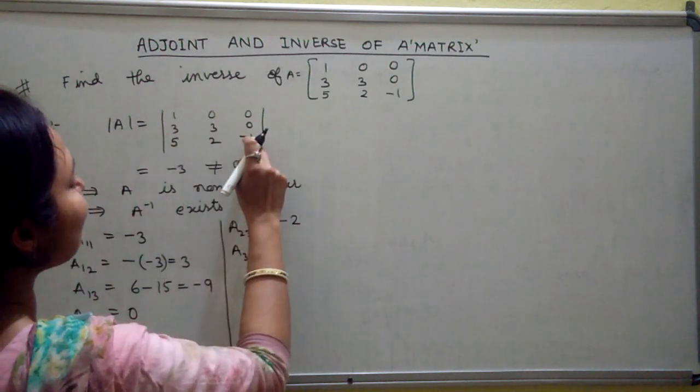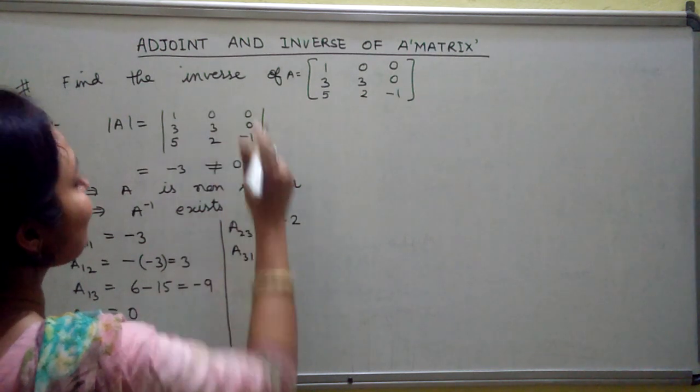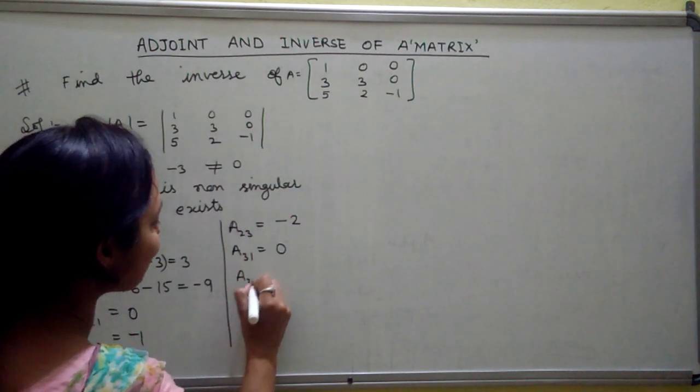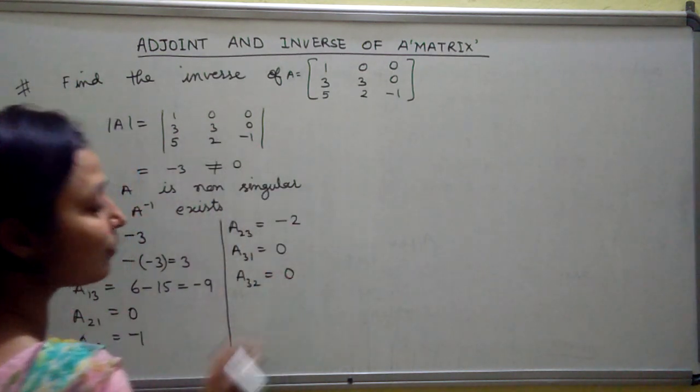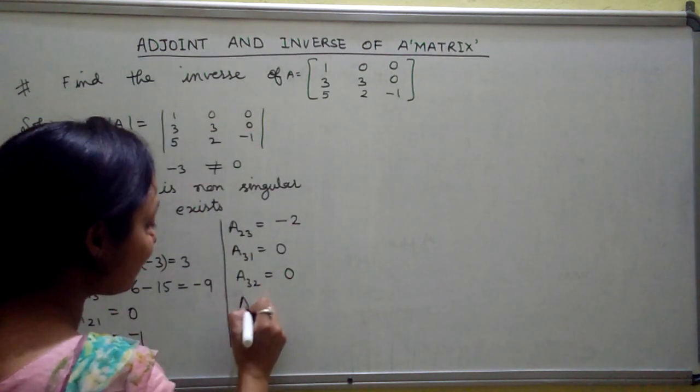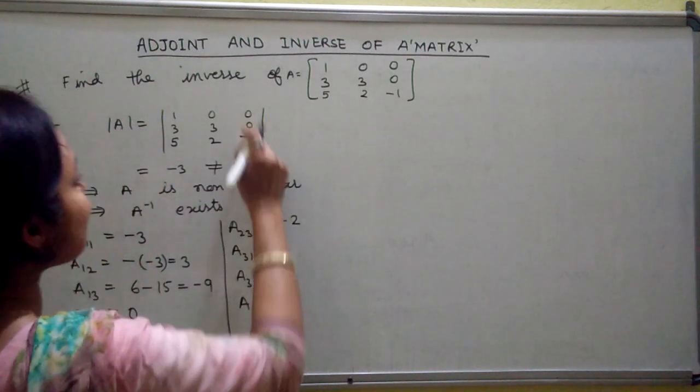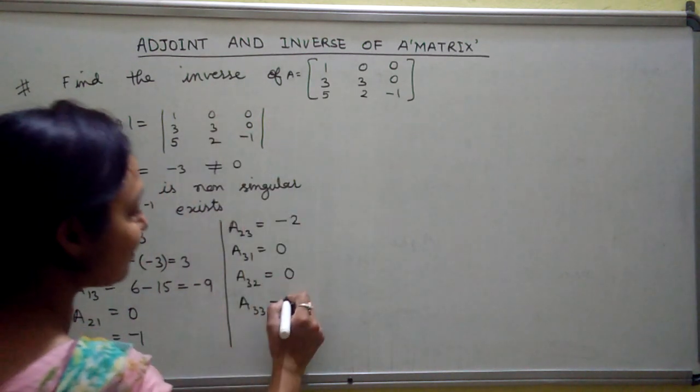This and this will cancel, and we have 0. A32: with the negative sign, this and this will cancel with 0 and 0. No need to write negative with 0. A33: this and this will cancel, 3 minus 0, that is 3.